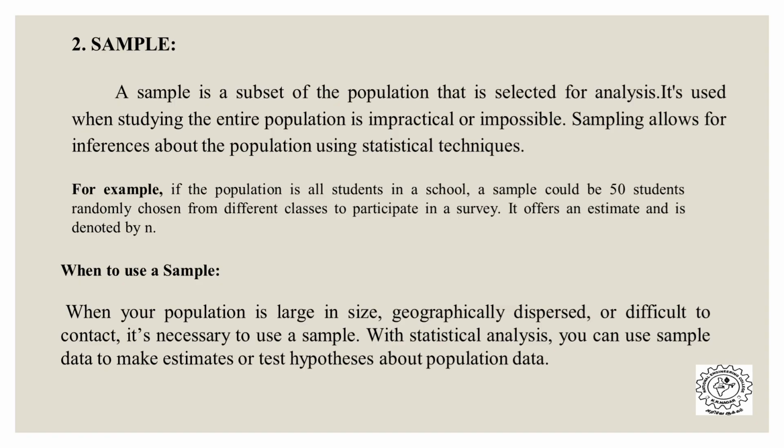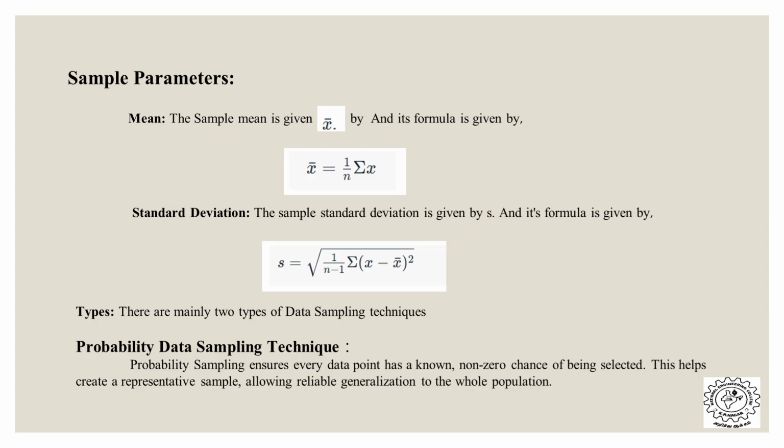For example, if the population is all students in a school, an example sample could be 50 students randomly chosen from different classes to participate in a survey. It offers an estimate and its size is denoted by n. So samples allow for inference about the population using statistical techniques. Two parameters are used to calculate for samples: the mean and the standard deviation. Samples are small groups or clusters chosen from the population, so here the number of elements is denoted as small n.